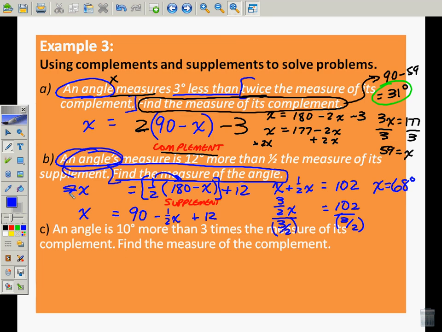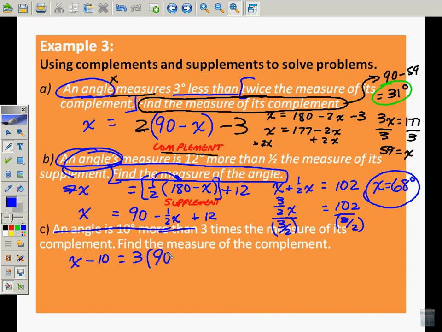Once again, see if you can try to get the third one. I'm going to roll through it. Here we go. An angle is 10 more. We're going to do it a little bit differently this time. So if it's 10 more than something, I need to subtract 10 to make them equal. So something minus 10 is equal to 3 times the measure of its complement, 90 minus x.